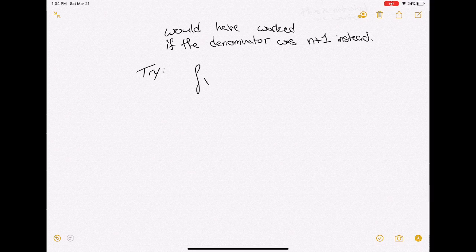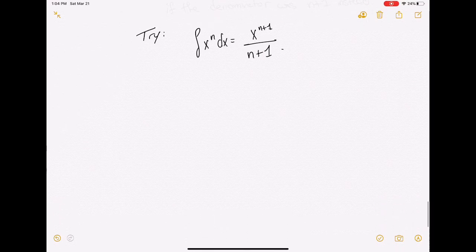So now we're going to try that the integral of x to the n dx equals x to the n plus 1 divided by n plus 1. And all of you are probably already seeing how this is going to work, because we're going to take derivatives of both sides actually. So let's take a derivative over here. Let's take a derivative of x to the n plus 1 divided by n plus 1. And just as before, this piece comes out front.